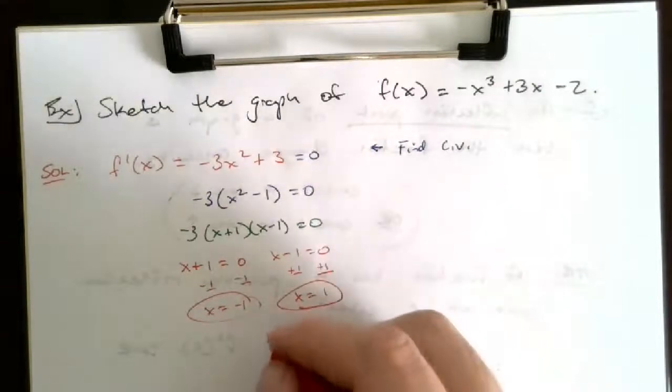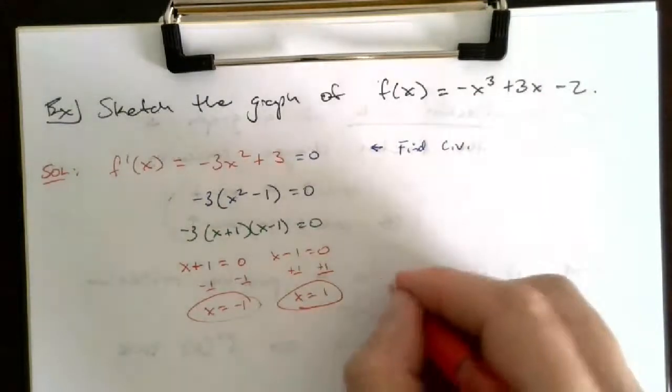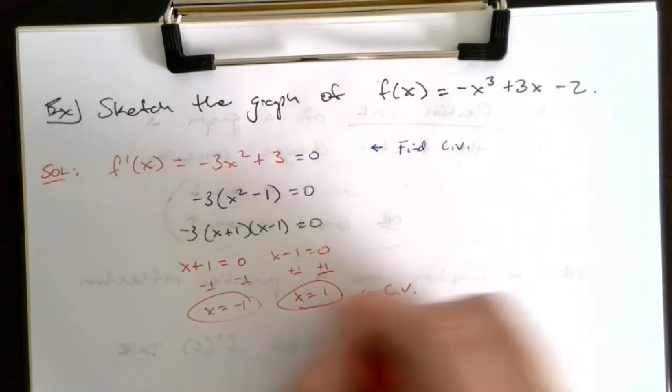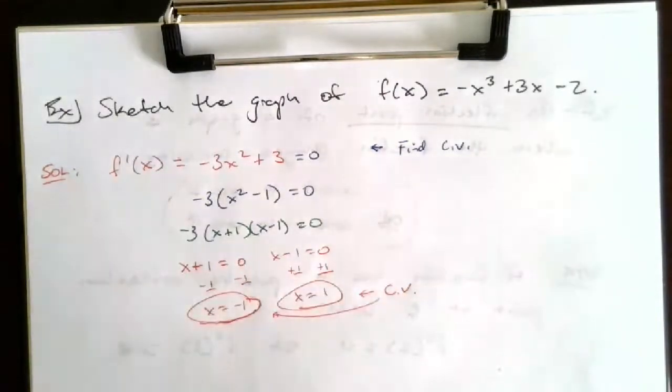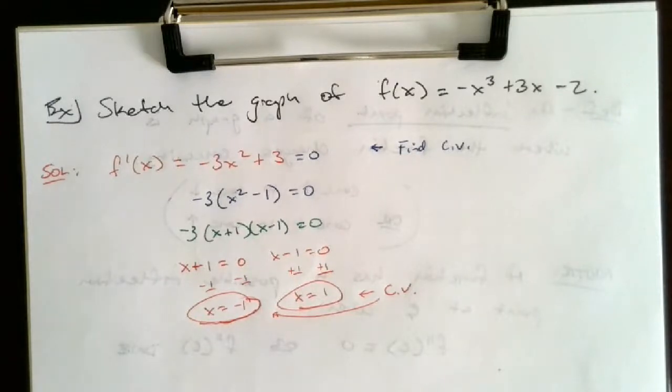So these are, remember, again called the critical values. Right? So we have two of them in this case. There won't always be two. A lot of times you might have two, but there won't always be two. There could be one, there could be none, there could be three, depending on the polynomial or the function that you're working with. So we found our critical values.